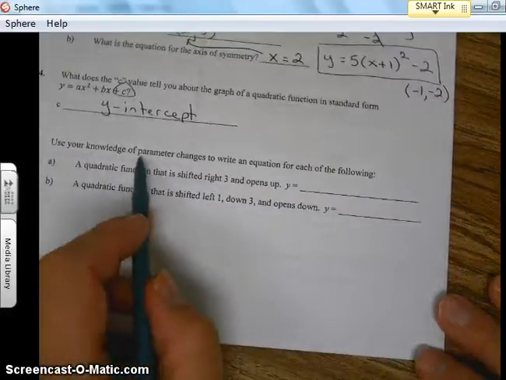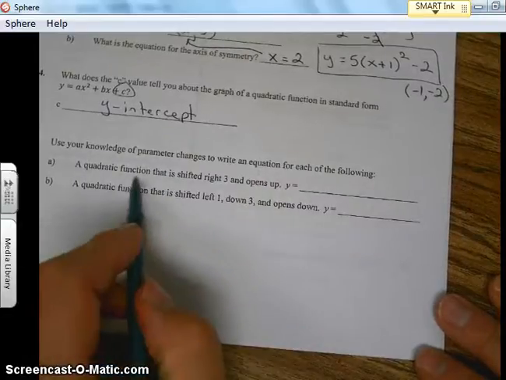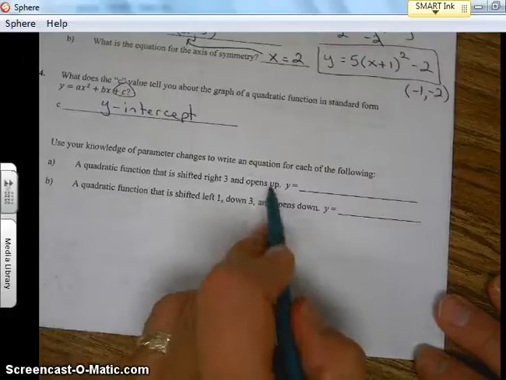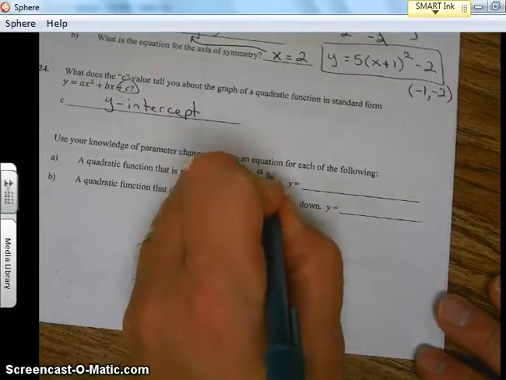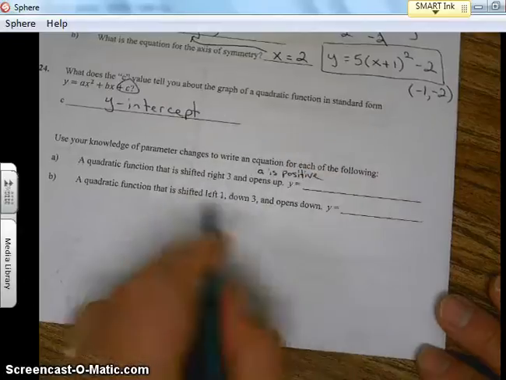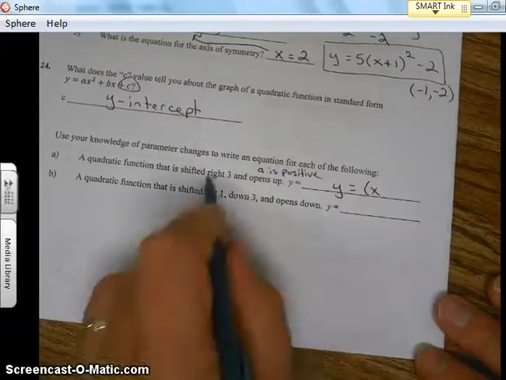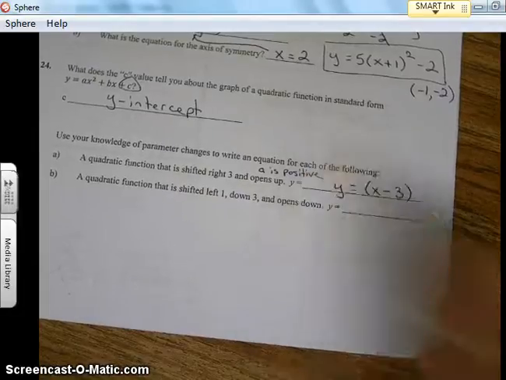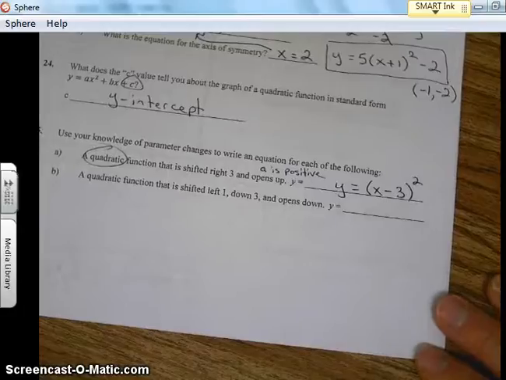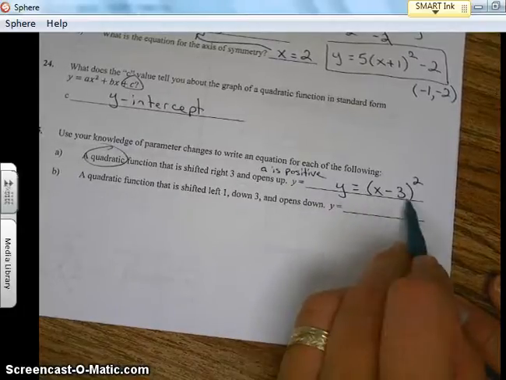Using your knowledge of parameter changes, write an equation for each of the following. A quadratic function that is shifted right 3 and opens up. So it opens up, that means that our a is positive. Shifted right 3, so we're going to take that x and we're going to go to the right. And don't forget your squared because we are doing a quadratic function. So our a value is positive, so it opens up and it's shifted 3 units to the right.